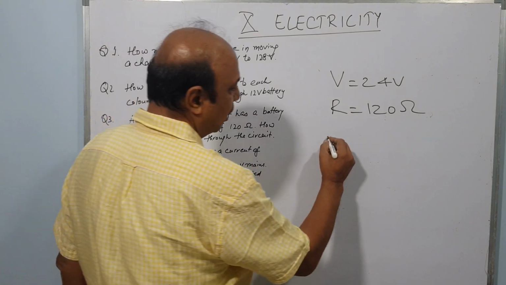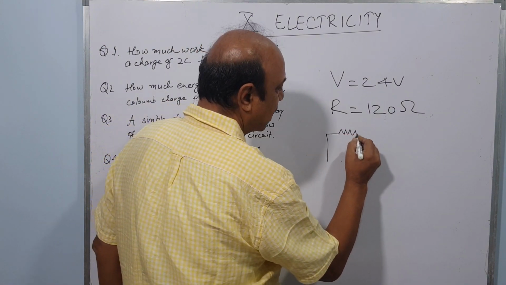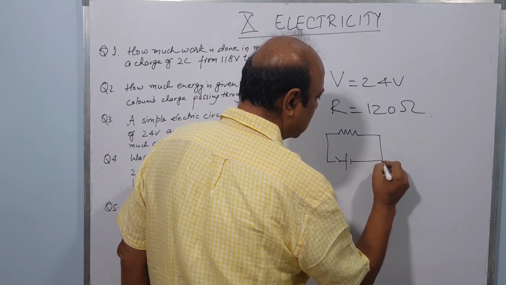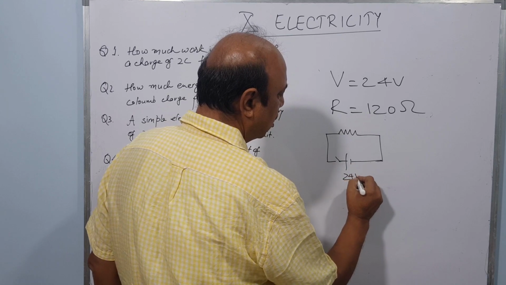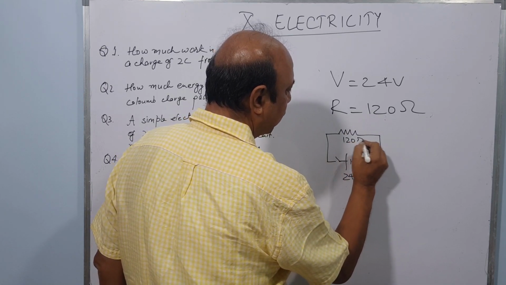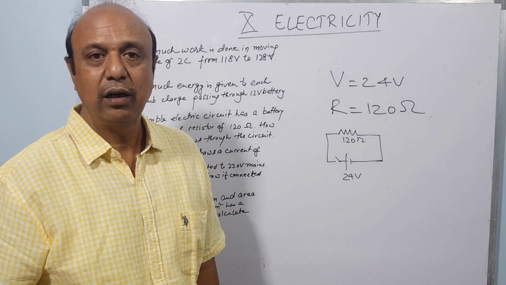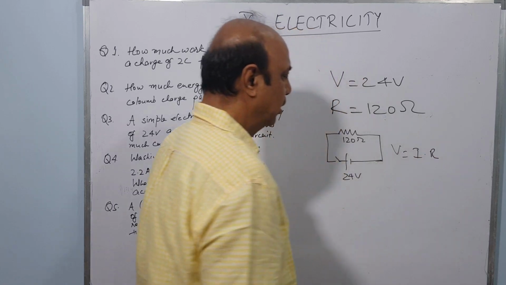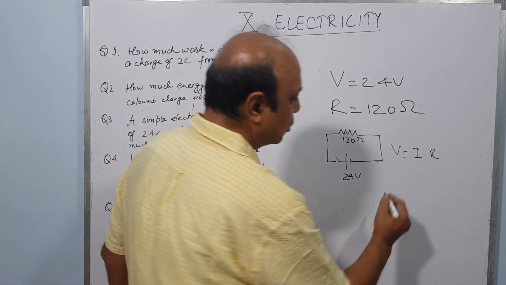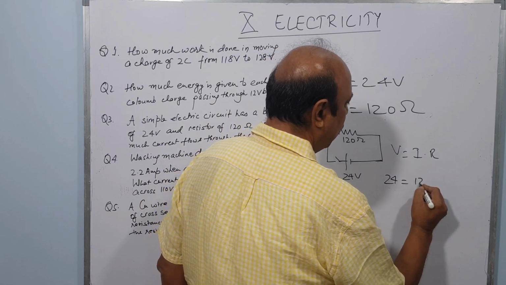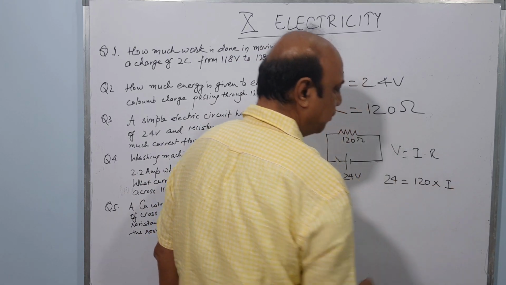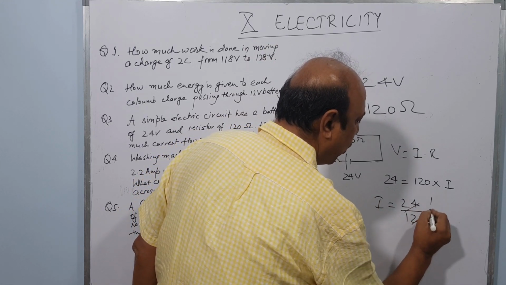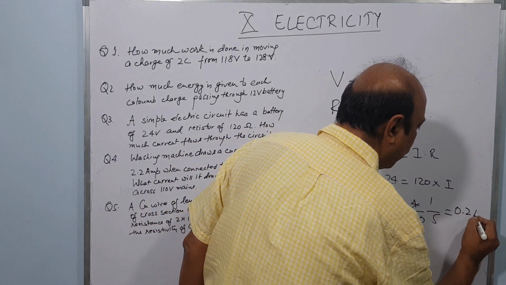Now let us see the circuit first. Let us understand the circuit. This is the resistance, this is the switch, this is the source, this is 24 volt, this is 120 ohm. So how much current will be flowing through it? Ohm's law: V is equal to I into R. V is given as 24 volts. So 24 is equal to 120 into I, or I is equal to 24 upon 120, which is 1 upon 5, or 0.2 amperes.